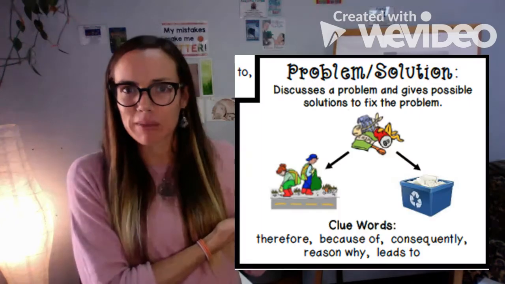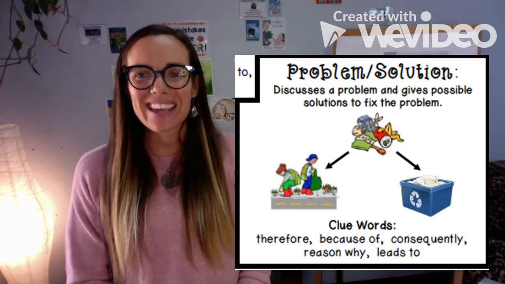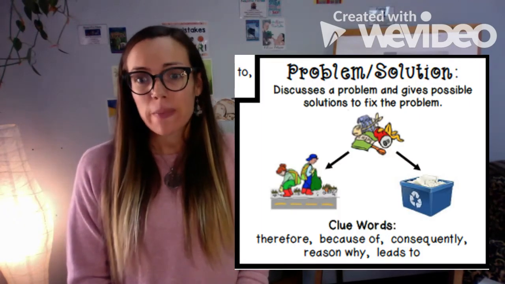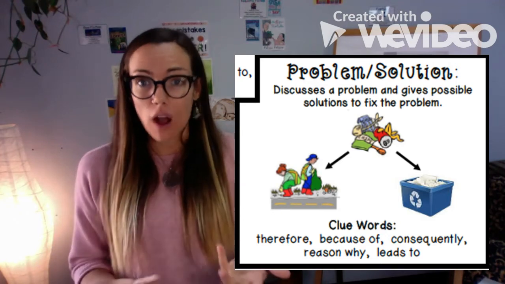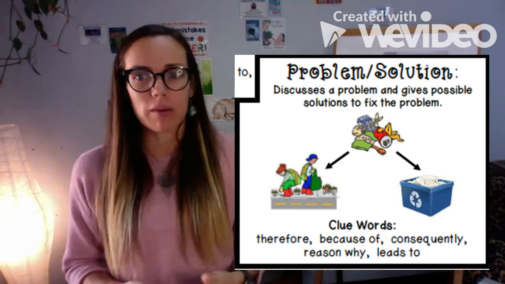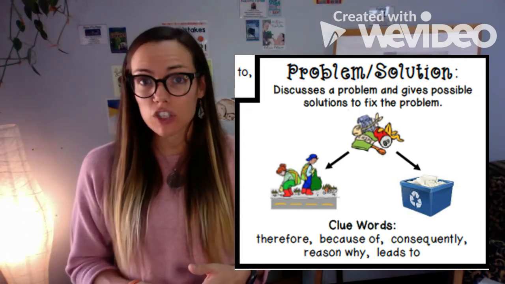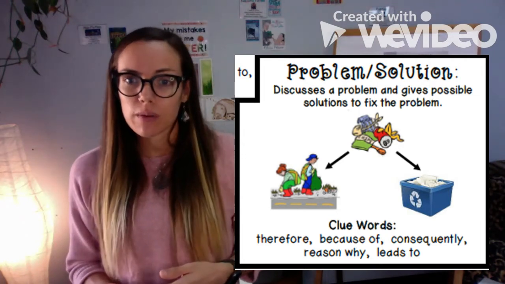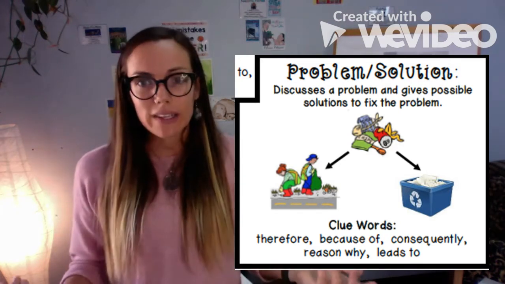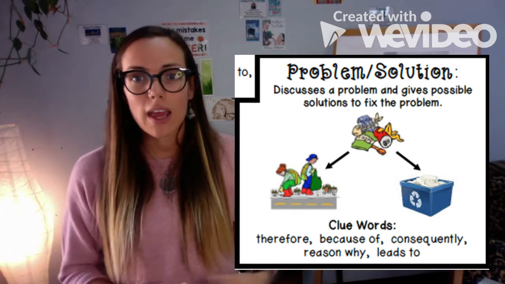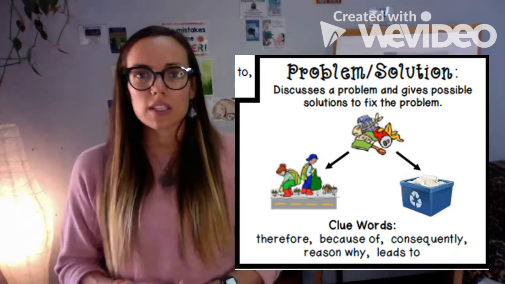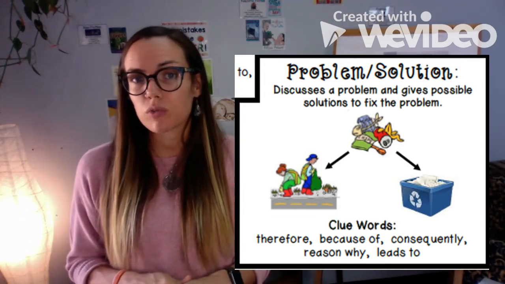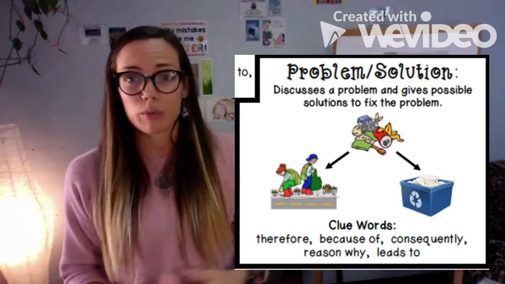The last text structure is problem and solution. In the problem and solution text structure, the author will identify a problem and describe the problem, and then give possible solutions to fix that problem. You might see words like therefore, because of, consequently, reason why, and leads to, right? So this is in different books we read where there might be a problem and then the author presents some solutions.